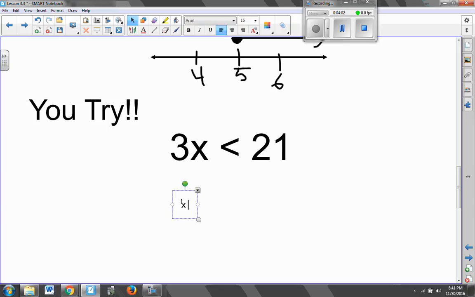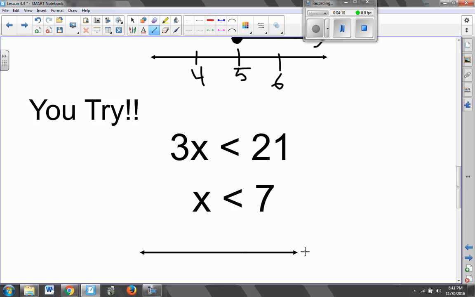Okay, we should get x is less than 7. And if I want to graph that, just make a number line here. Mark off a 7 in the middle. 1 up would give me 8. 1 down would give me 6.